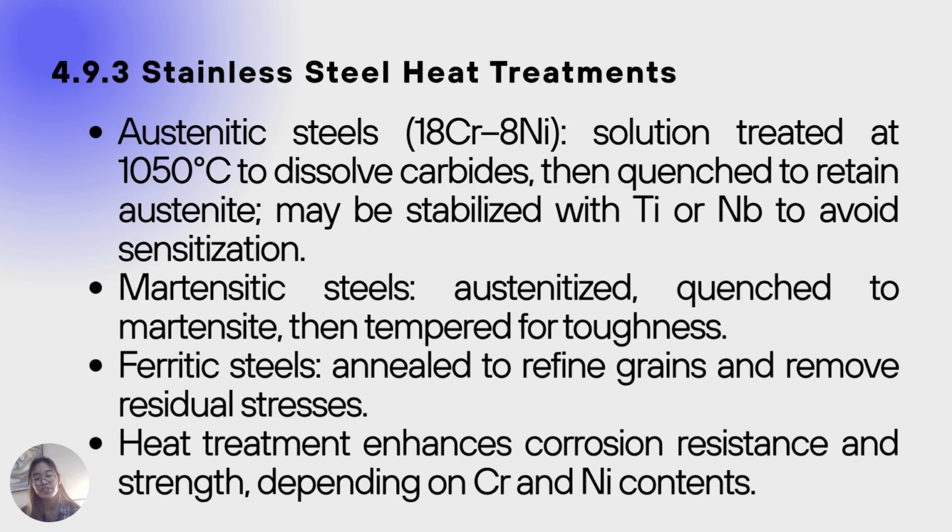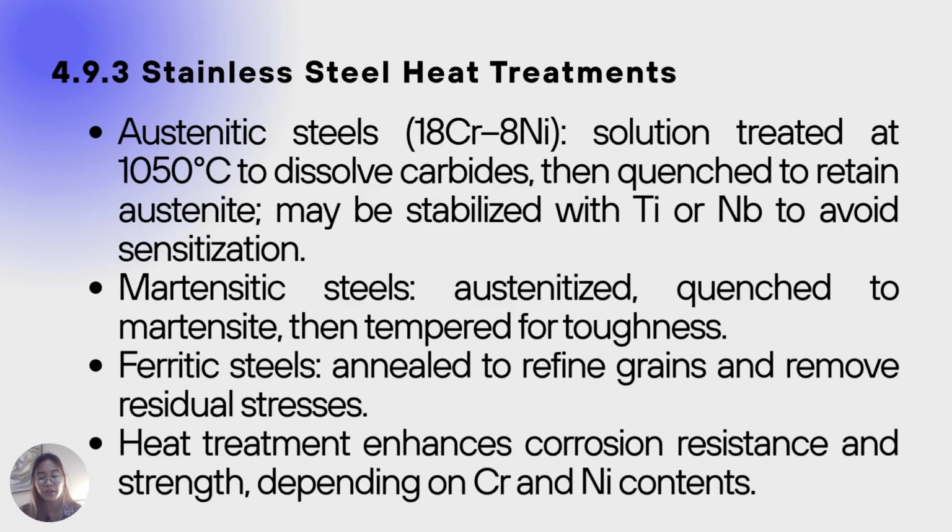Moving on, let's look at how stainless steels are heat treated. There are three main types: austenitic, martensitic, and ferritic, and each responds differently to heat treatment. Austenitic stainless steels are the most common type, like the 304 and 316 grades.